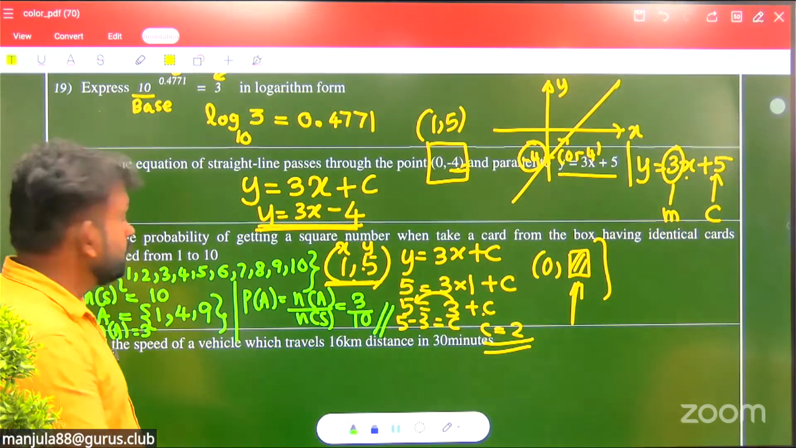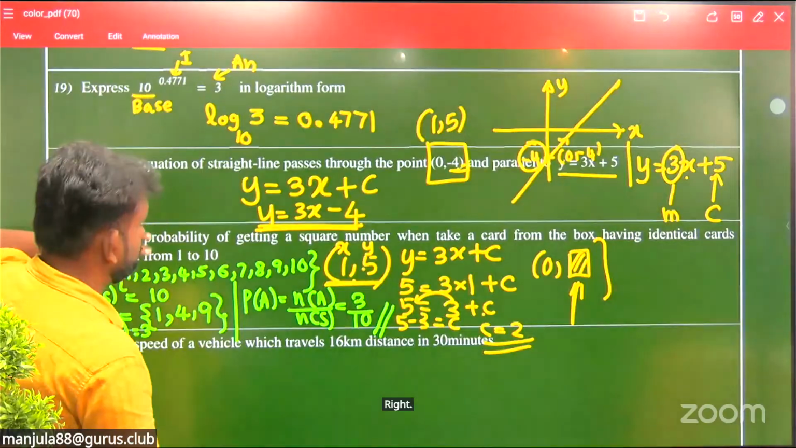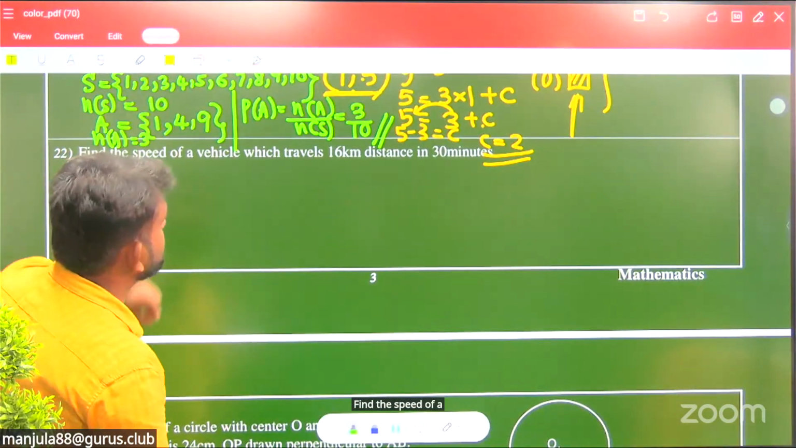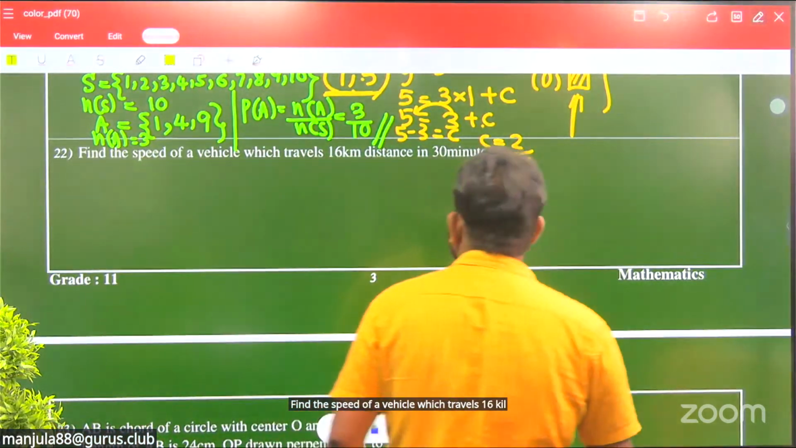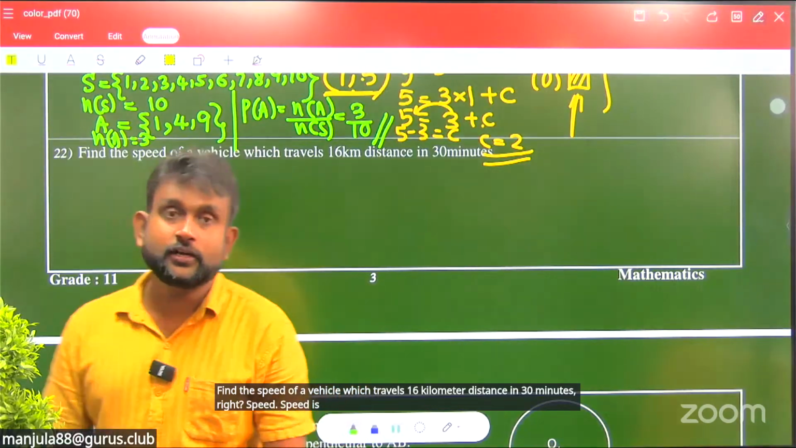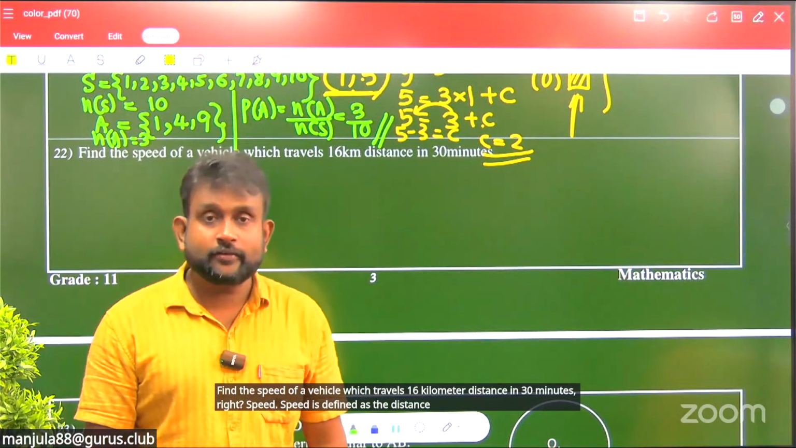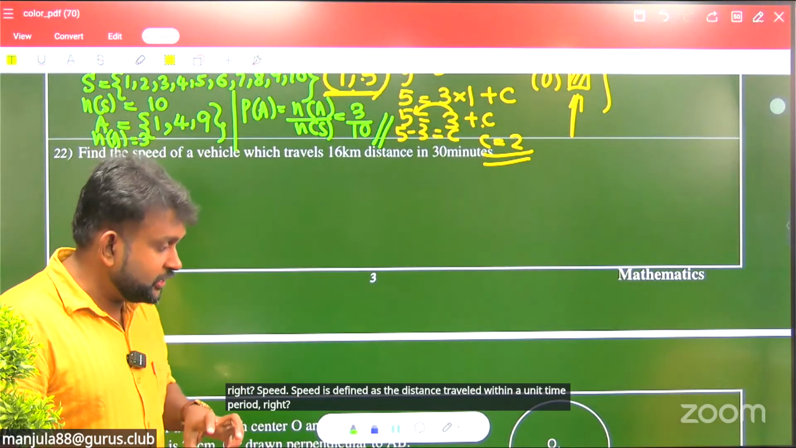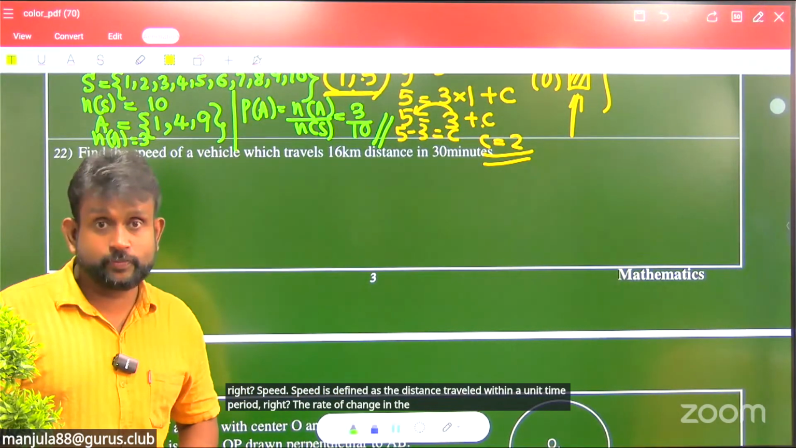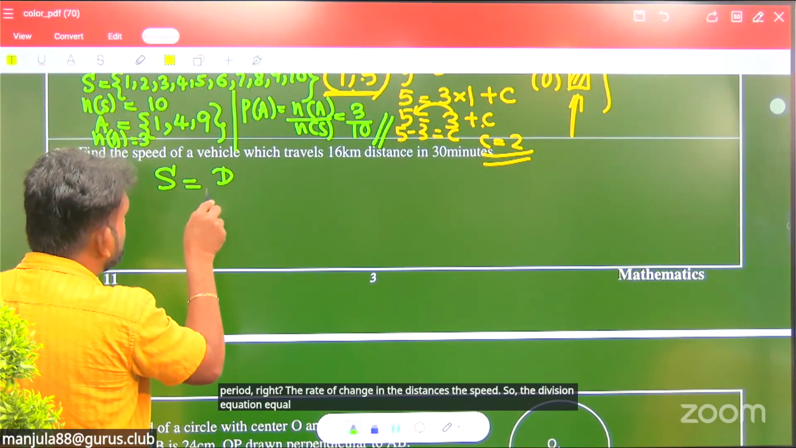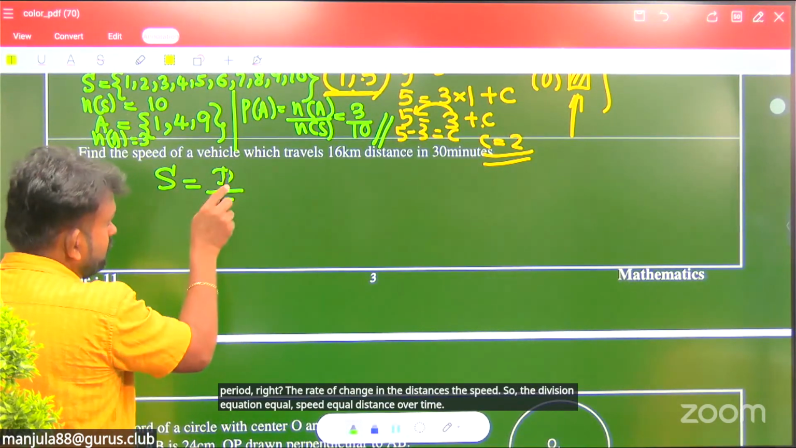Right. Now question number 22. Find the speed of a vehicle which travels a 16-kilometer distance in 30 minutes. Speed is defined as the distance traveled within a unit time period. The rate of change in the distance is the speed. So the definition equation: speed equals distance over time.